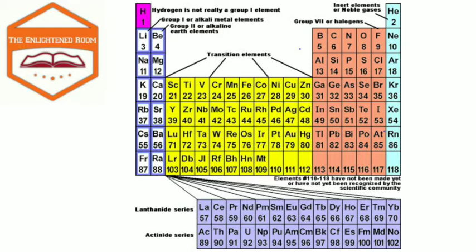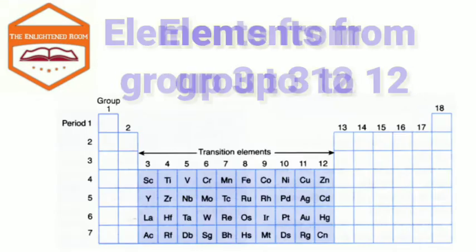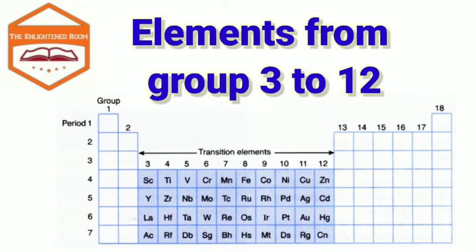Now we should also talk about the elements from group 3 to group 12. Now the elements of group 3, 4, 5, 6, 7, 8, 9, 10, 11 and 12 are called transition elements because their properties lie in between the properties of the elements of group 1 and 2 on the left hand side and those of group 13 to 18 on the right hand side of the periodic table. There are in all 40 transition elements in the periodic table.